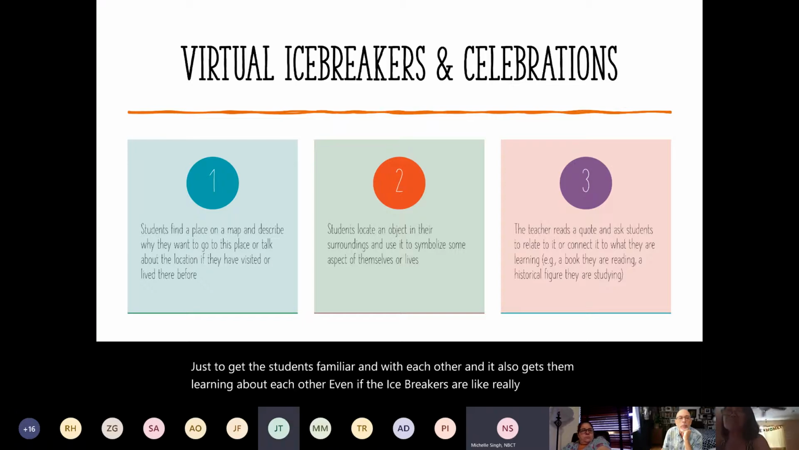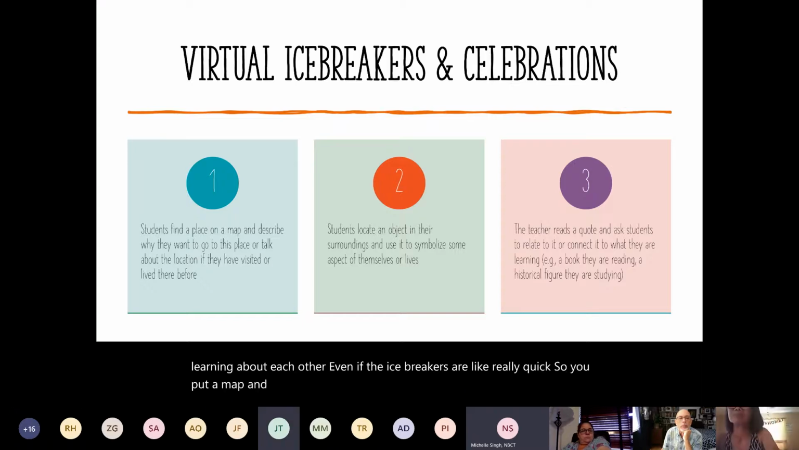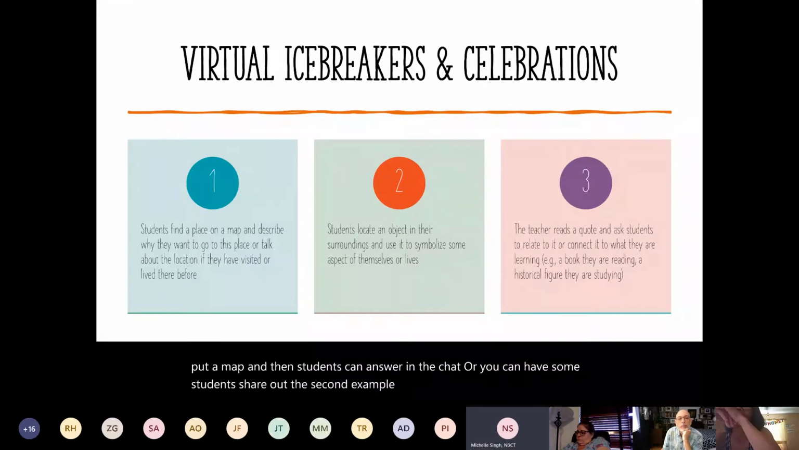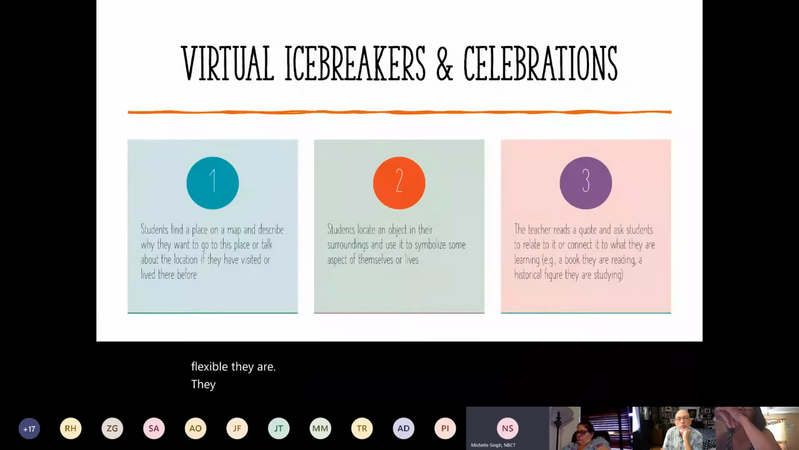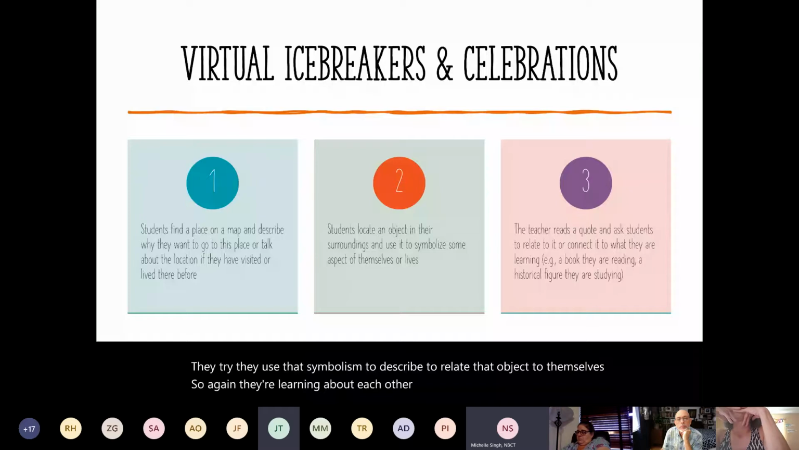So you put a map, and then students can answer in the chat, or you can have some students share out. The second example here, students locate an object in their surrounding and use it to symbolize some aspect of their self. So maybe they find a rubber band, and the rubber band is to talk about how flexible they are. They use that symbolism to relate that object to themselves. So again, they're learning about each other, and you're learning about them, and they're learning about you as well.